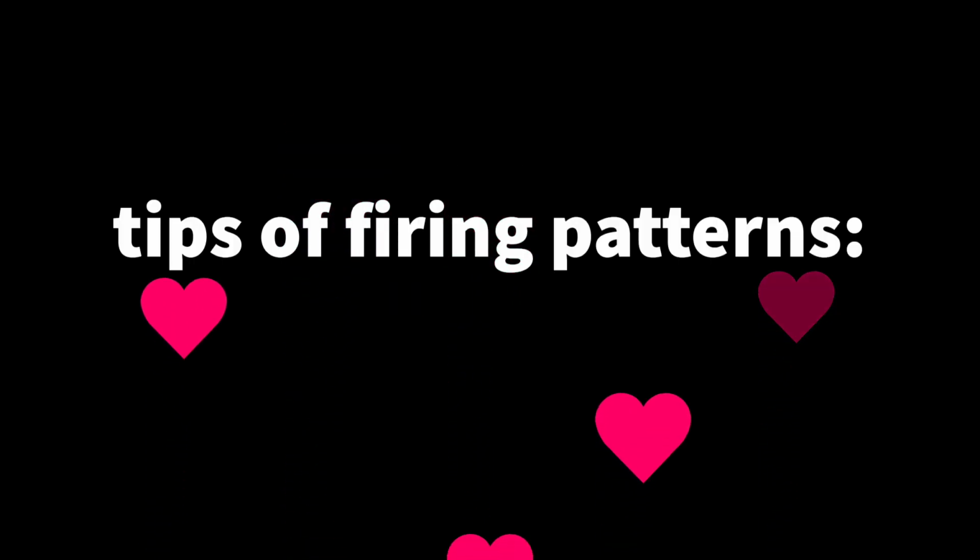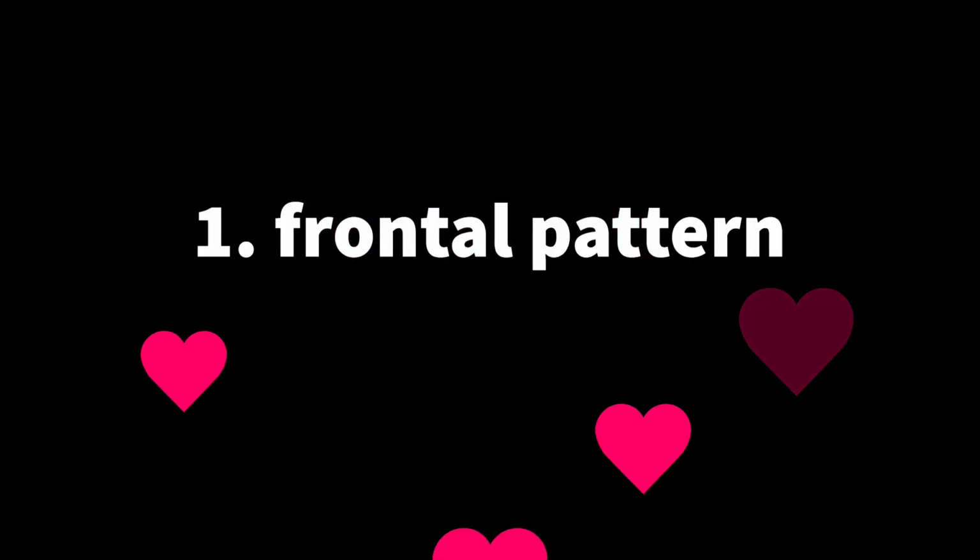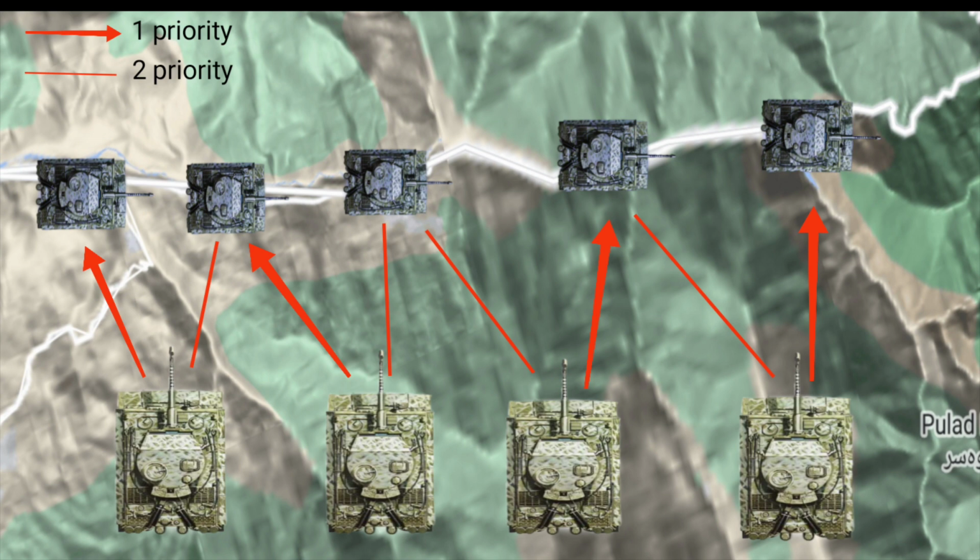Types of firing patterns. 1. Frontal pattern. In this pattern, which is used for ambushing and attacking the enemy armored column, each tank in the platoon or combat group has the ability to fire at targets in front of it. In the frontal or forward fire pattern, the friendly tanks attack the enemy tanks and equipment on the flanks, left and right sides of the combat group, at the beginning and end of the column or convoy.